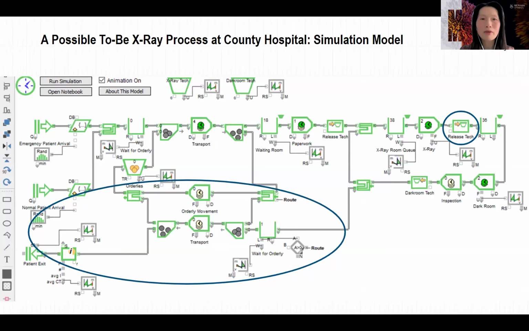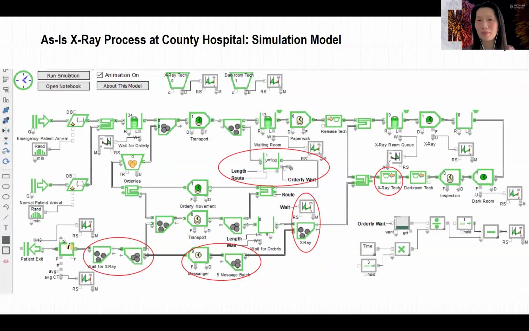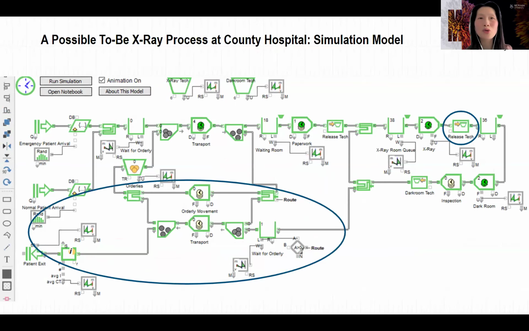You can see this part I circled is obviously a lot simpler than the previous one. So this is the previous one. You can see these are the red ones that we changed or removed, to this new way of doing things. And that procedure change of removing the messenger service really streamlined the process quite a bit.